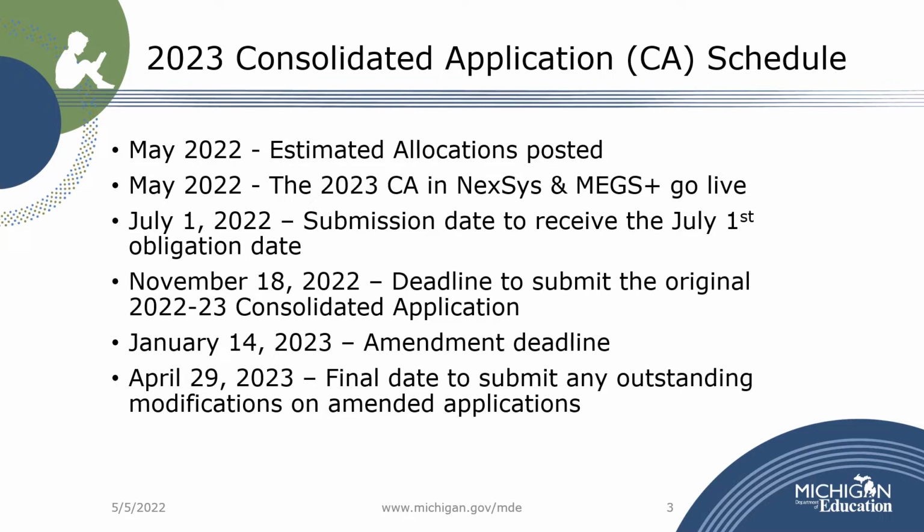Typically, those amendments are started once final expenditure reports have been submitted and approved and final allocations are available. Final allocations will be available based on the date that the department receives information from the U.S. Department of Education. Typically, those allocations are available sometimes during the month of November. The final date to be aware of is April 29, which is the final date to submit any outstanding modifications on amended applications to close out the grant year.